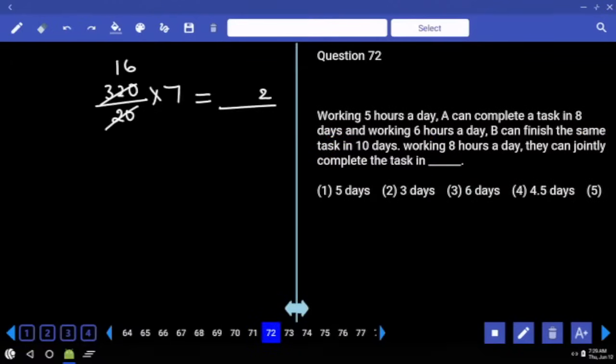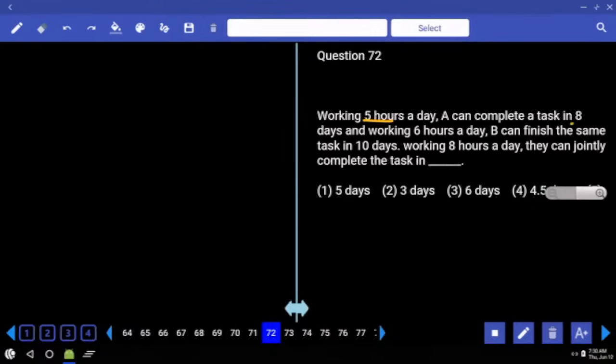Working 5 hours a day, A can complete a task in 8 days. Per day, 5 hours. Like that, A can complete the work in 8 days. 8 into 5, how many hours? So I am converting every piece of information to hours. A can complete the work in 40 hours.